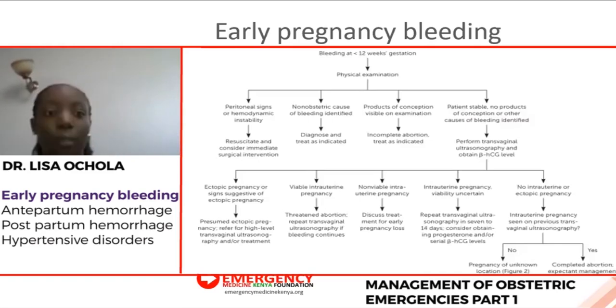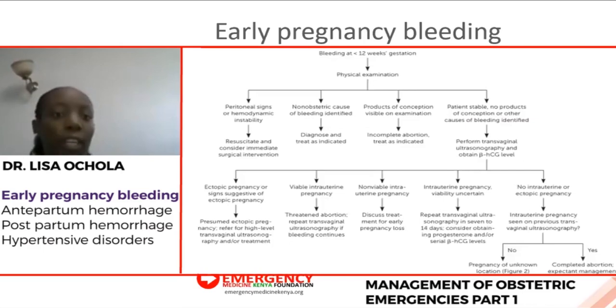So ensuring that the airway is protected, you're making sure that you're giving oxygen if need be, and circulation, which would now be putting 2 large bore IV cannulas, getting blood for CBC, grouping and cross-matching, giving them IV fluids if need be. And at that point, you've called for help. And you've also called the OB who's around, the anesthetist if your facility has a theater, because we're considering immediate surgical intervention. And if not, you resuscitate the patient enough for you to transfer to another facility.